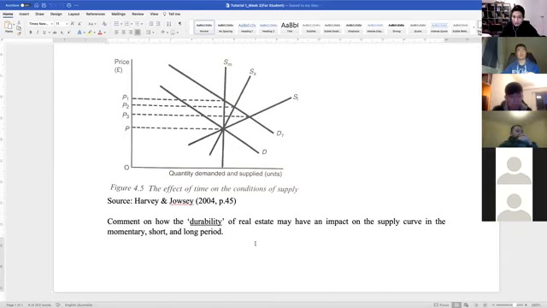So what do you think, if we want to take account of the durability of real estate and the vacancy rate in the market, what impact do you think it will have on the supply curve in the momentary, short and long period? Where do you think the impact should be most? And I have no answer for you.